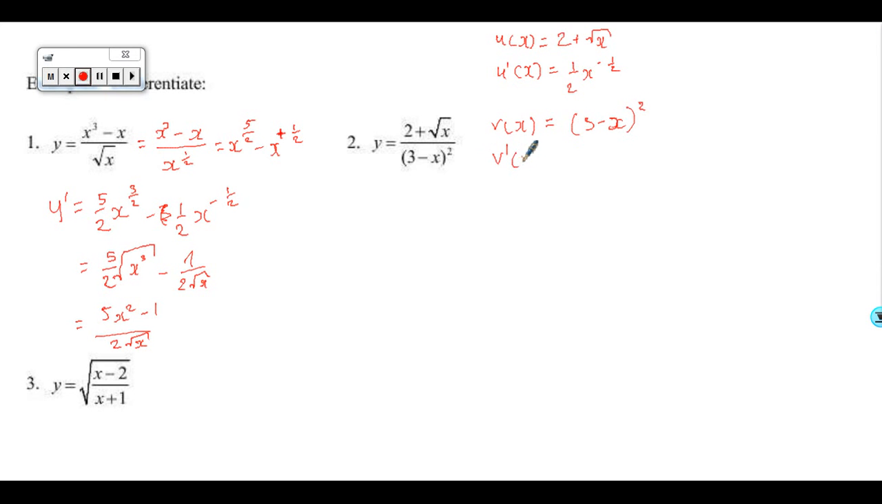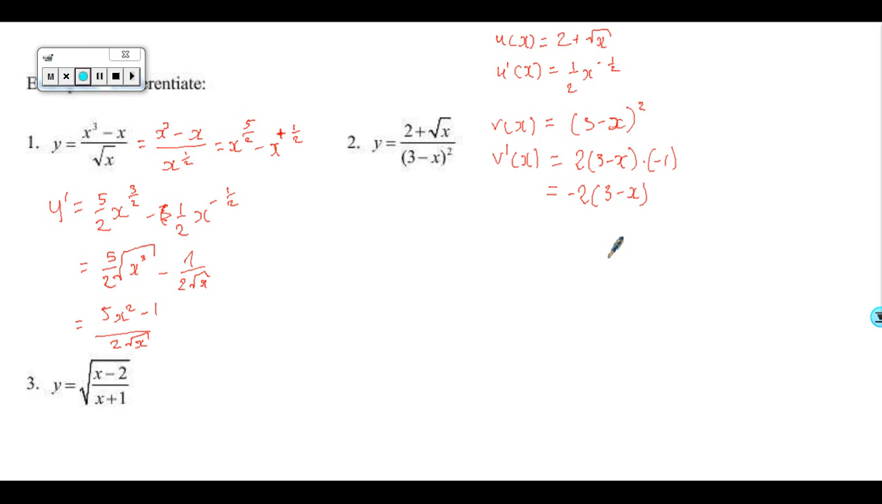And v prime of x is, okay, right, now I have to use the chain rule. Do you see that? The outside function is something to the power of 2. So the derivative of that will be 2 times the something to the power of 1. The inside is 3 minus x. Now I need to multiply by the derivative of the inside, minus 1. And I'll just clean this up before I start using it. So minus 2 times 3 minus x.